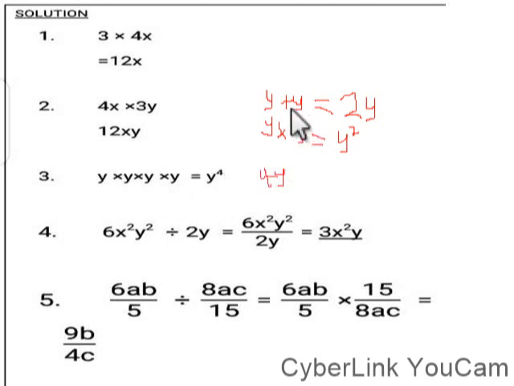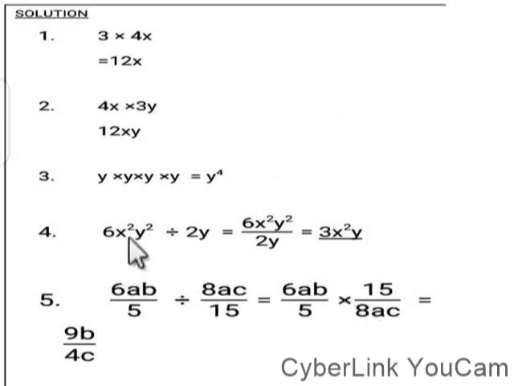But if it's addition, it's going to be in the whole of how many y's do I have here? y plus y plus y plus y. That will be what? 4y, as the case may be. But in this case, in terms of multiplication, it has to be a power.